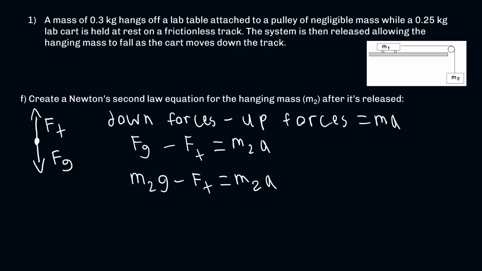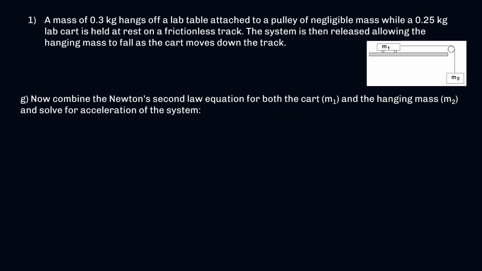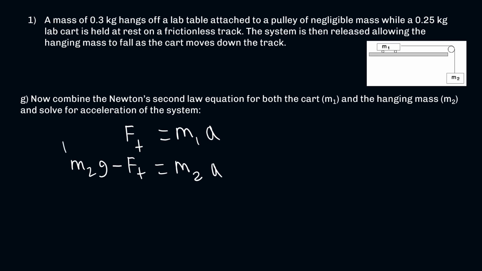So let's move into part E. Alright, so in part E, we're going to combine my Newton's second law equations. So essentially just add them together. So what we had here is the cart first, and my cart, that was going to be just Ft is equal to m1 times a. Then for the hanging mass, we had there m2g minus Ft is equal to m2 times a here.